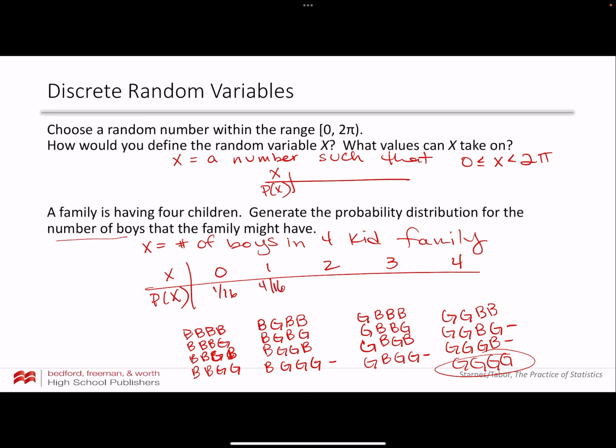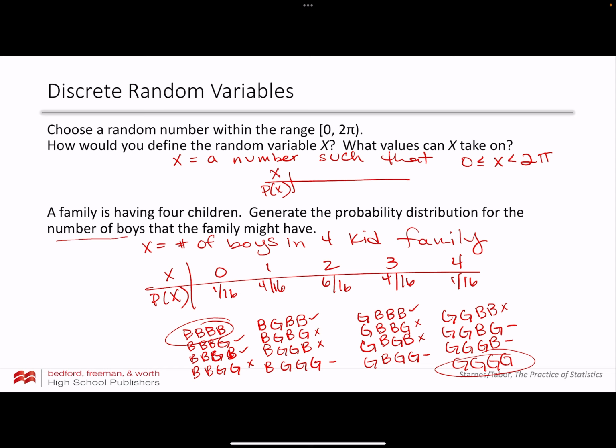The probability of 2 boys, I'll do X's on these. So there's 2, there's 2, there's 2, 2, 2, 2. So 1, 2, 3, 4, 5, 6. 3 boys, I'll do check marks. So 3 boys. 1, 2, 3, 4. Those 4 out of 16. And 4 boys would be 1 out of 16. So that's our probability distribution table.